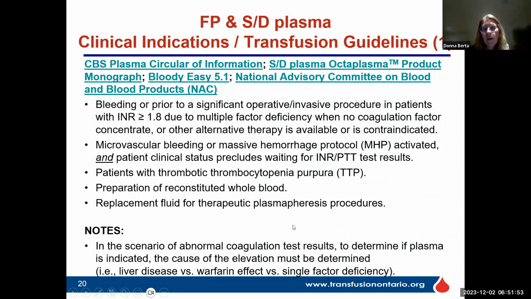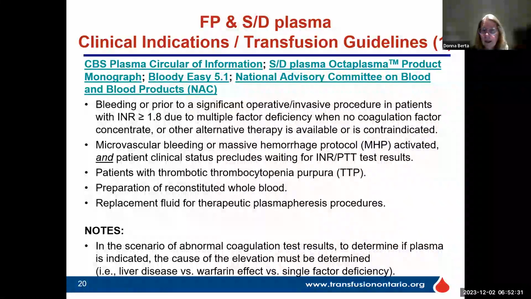It's important to remember, in the scenario of abnormal coagulation test results, like an abnormal INR, in order to determine if plasma is indicated, you have to look at the cause of the elevation. That's an important factor, and that's partly because the INR test was not designed to measure bleeding risk or potential for bleeding. It was designed to measure the body's response to warfarin therapy.